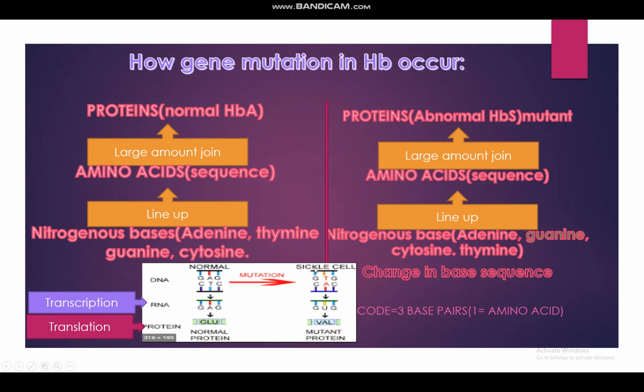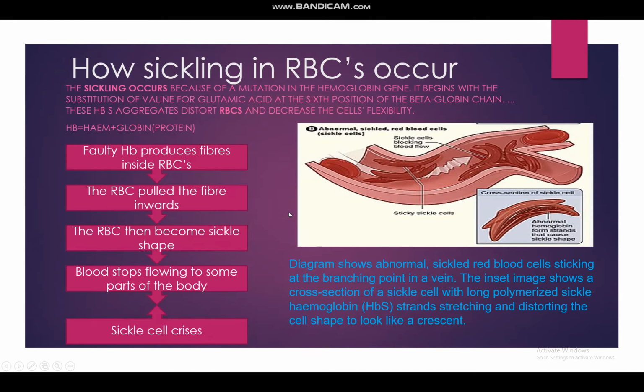It means that 3 base pairs code for 1 amino acid. So the amino acid here is glutamic acid in the normal protein and valine in the mutant protein. Now, how does sickling in RBCs occur? The sickling occurs because of a mutation in the hemoglobin gene. It begins with the substitution of valine for glutamic acid at the 6th position of the beta globin chain.